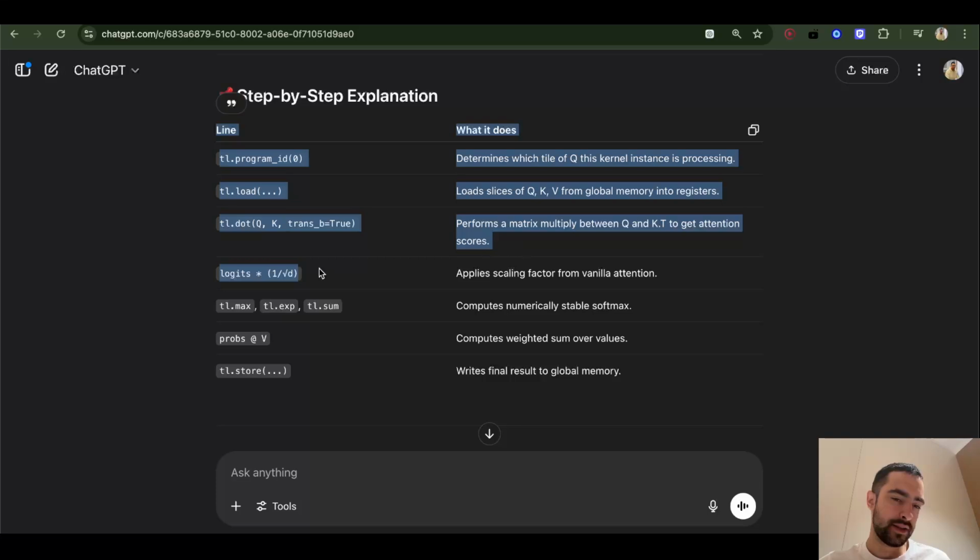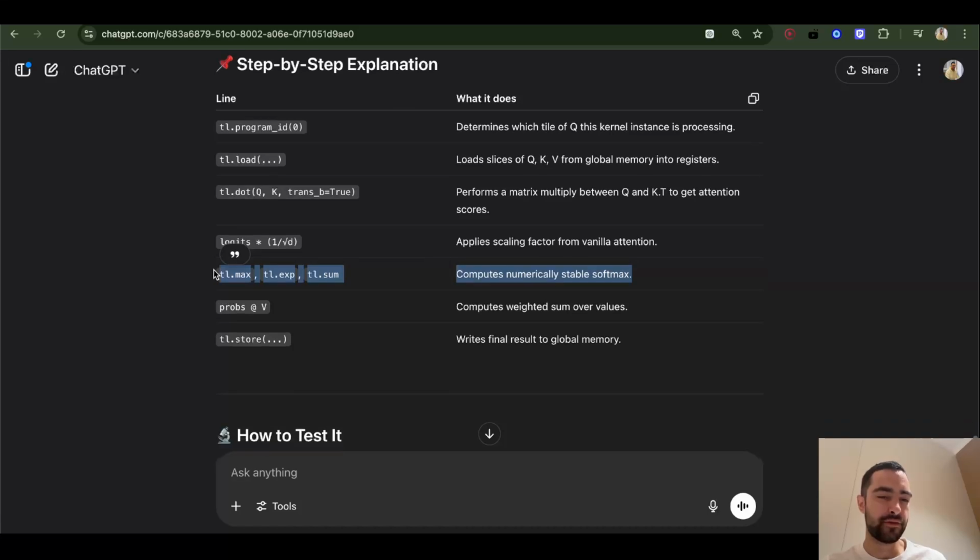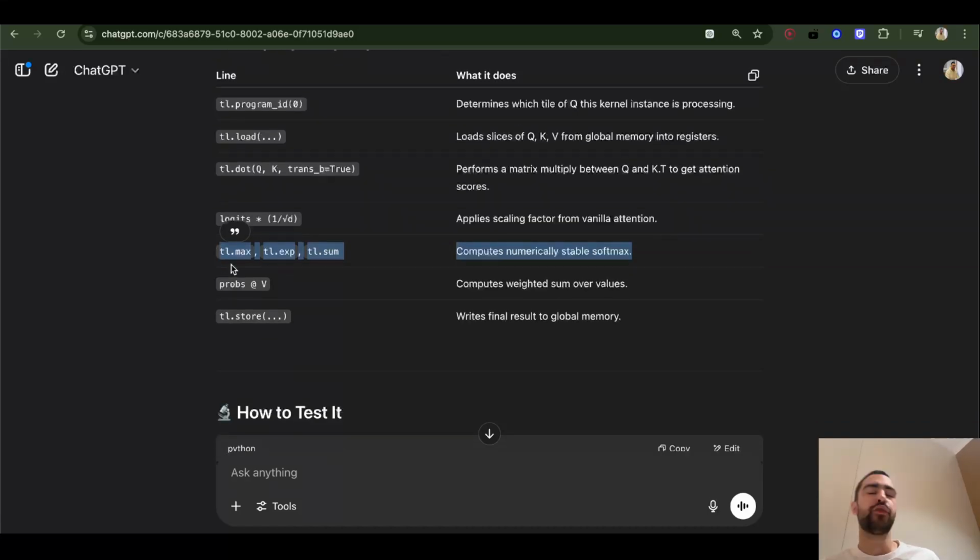Then the logits are multiplied by 1 over the square root of D, applying the scaling factor from vanilla attention. This is the vanilla attention. Then we have tl.max, tl.exp, and tl.sum. We need those to calculate the softmax, a numerically stable softmax, so that, for example, there is no division by 0. This will deal with any division by 0, by, for example, instead of dividing by 0, dividing by 0.0001, some small positive number. Okay, and then the probability. This is the classic computation.